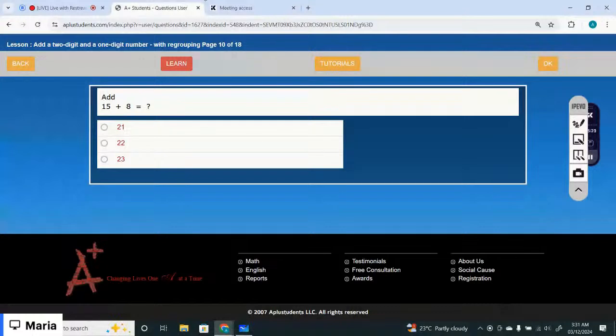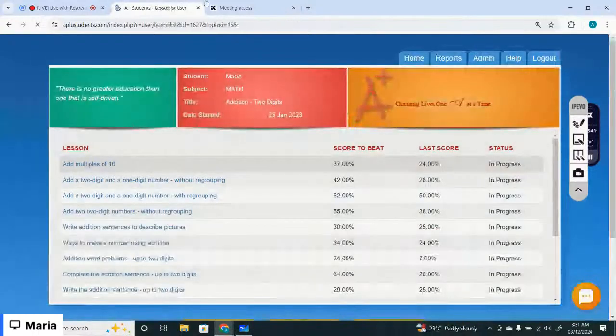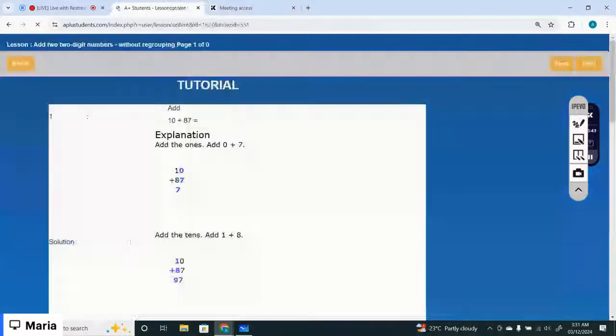That is 23. Okay, you can complete the lesson by yourself later today. Let me just move on to the next lesson. That is add two-digit numbers without regrouping.